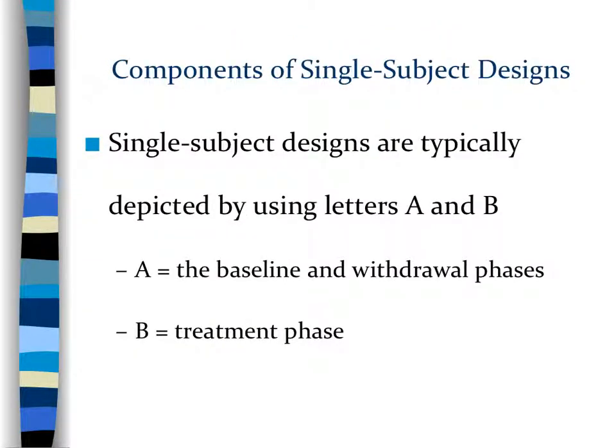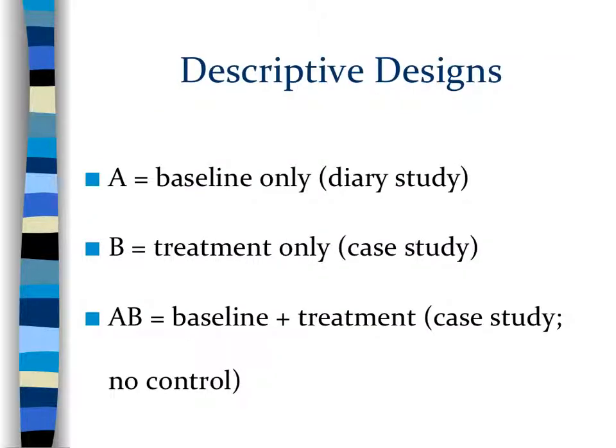Single subject designs are typically depicted using the letters A and B, where A is the baseline and withdrawal phases, and B is the treatment phases. So, in other words, A equals baseline only. That would be a diary study where you're not making any changes or implementing any intervention. You're just seeing the progress as it happens. B is a treatment only design, which would be a case study, so there is no baseline data collected. And AB is baseline plus treatment. It is a combination of a case study, but because it is a single subject design, there is no comparative group or control group.